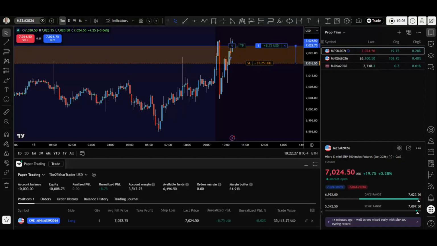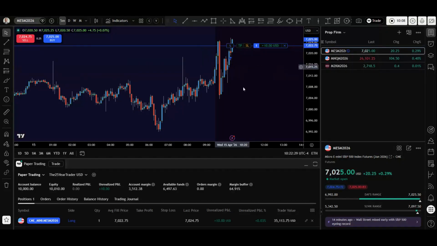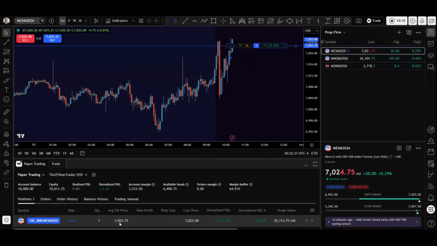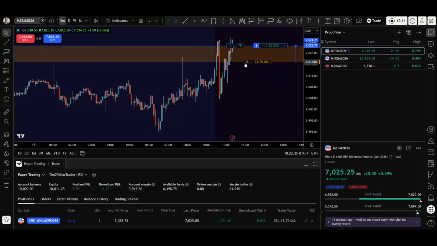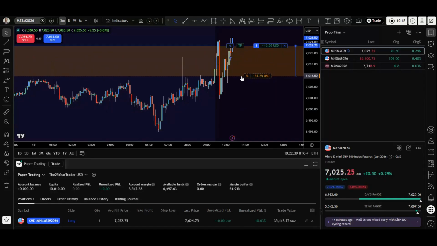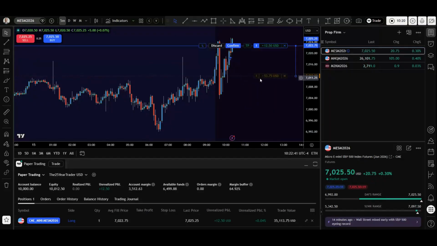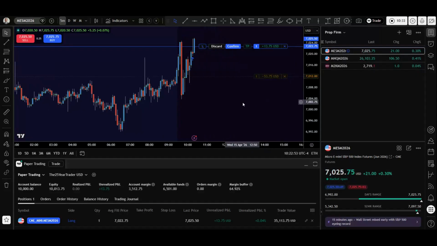So let's say I bought in here at 7,022. Let's say I want to risk 10 points, so I'm going to put my stop at 7,012. I can't lose more than $50, because if the market reverses from 7,022 back to 7,012, I lose $50.